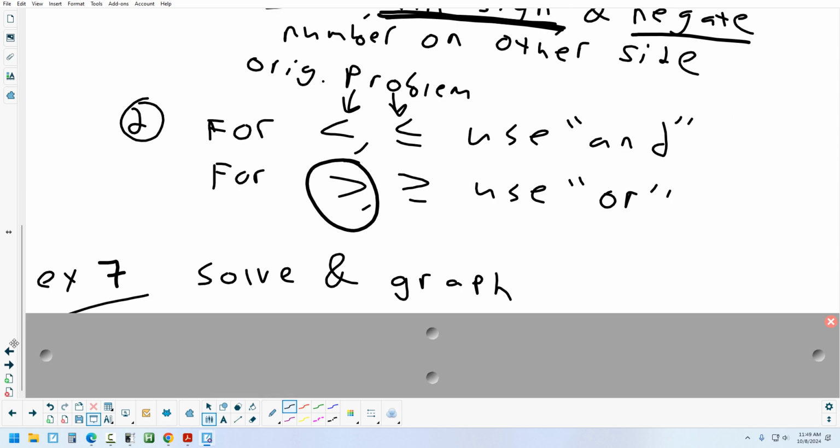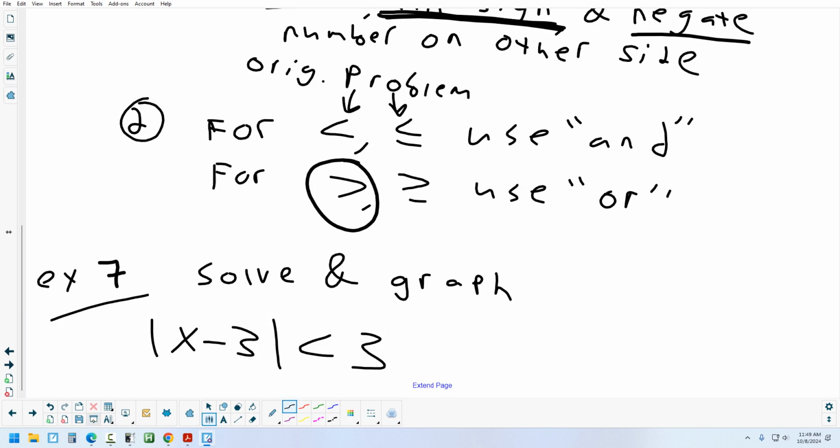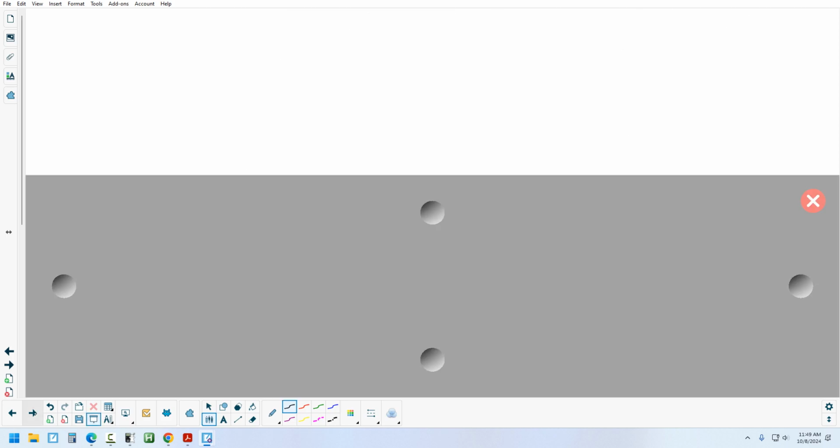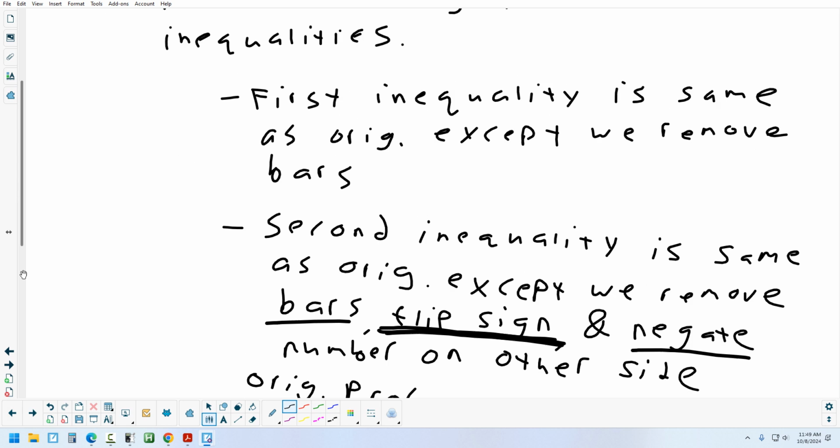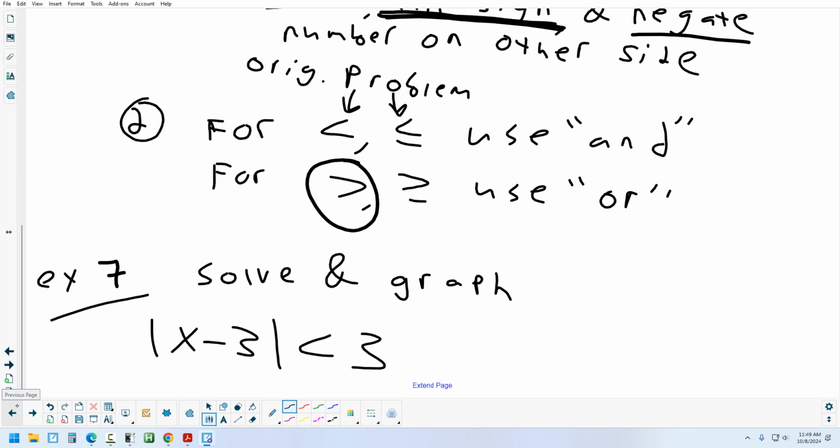Okay, so I have three of these, but we're going to pick two. Do you want to do one that has a less than in the original problem, or greater than? Which one do you want to do? You want to do the greater? Okay, so we'll do example 8.